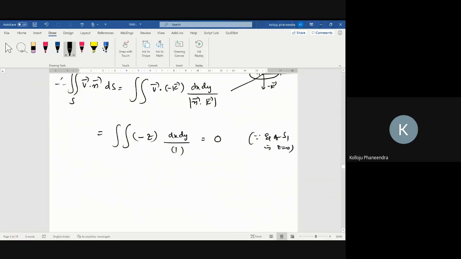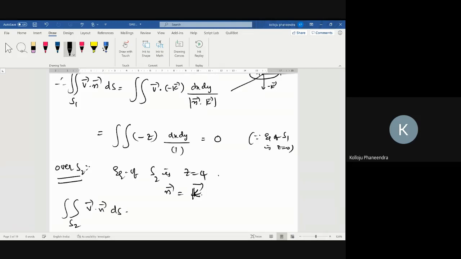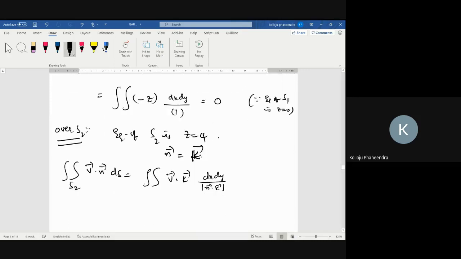Next one, over S2. The equation of S2 is z equal to 4. And what is n bar above? Above means positive k bar, so n bar equal to positive k bar. Over S2, the double integral of v bar dot n bar ds equals the double integral of v bar dot k bar dx dy by mod of n bar dot k bar. This is the formula of surface integral.